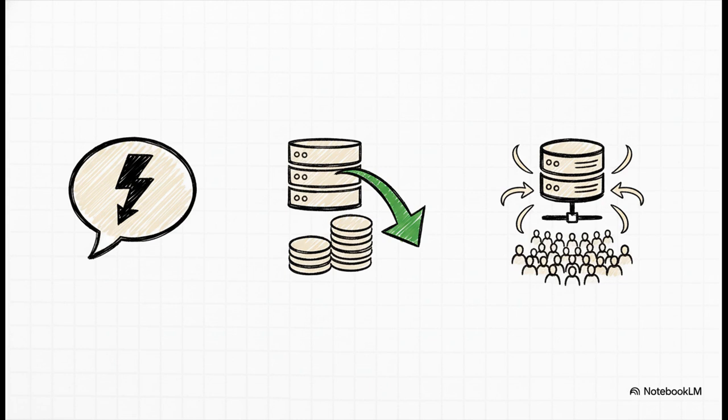So what does this all mean for you and me? Well, it means the AI tools we use every day can get faster, feel more responsive. For the companies paying the bills, it means their costs go way down. But the big takeaway is this. You can serve 2 to 4 times more people using the exact same hardware. That is a game changer.